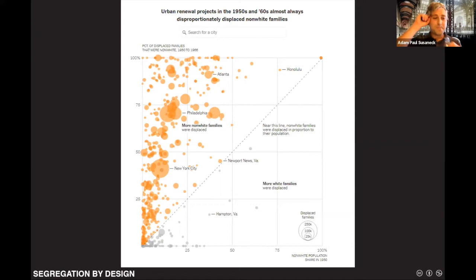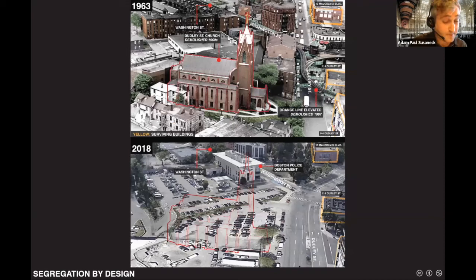So if you see here, what this chart is showing is that in a city like Philadelphia, where the non-white population was roughly 20%, about 70% of those displaced in urban renewal were non-white. Similarly with Atlanta, in 1950, the share of the population that was non-white was in the mid-30s, but the population that was displaced was almost 85% non-white. So cities paved over vibrant neighborhoods and replaced them with amenities focused on suburban communities.